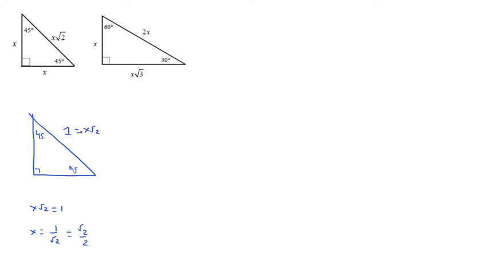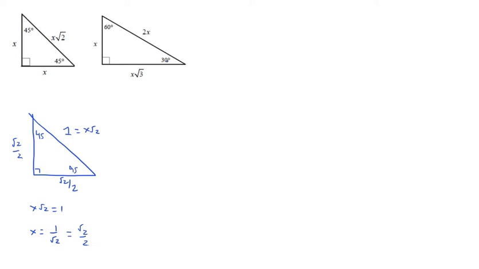So that means in this particular 45, 45, 90 right triangle, if the hypotenuse is equal to 1, then the two sides are rad 2 over 2 and rad 2 over 2 here. Now these numbers should look familiar. We'll go into that in a little bit.